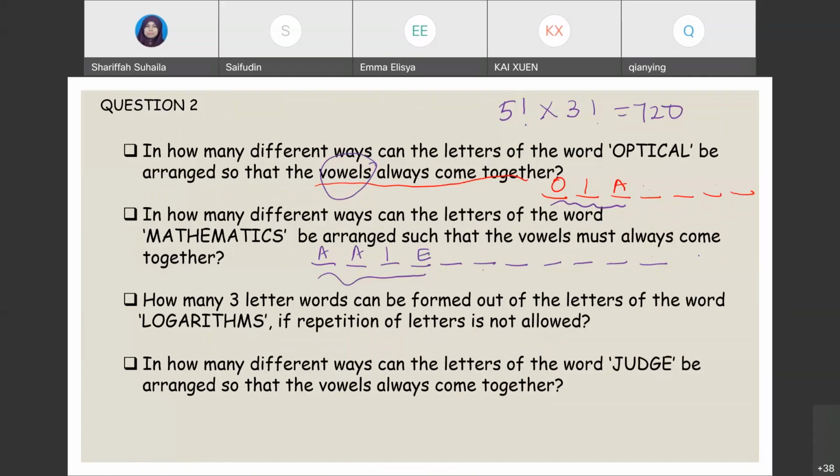So 8 factorial. But we have some repetitive letters. Here you have 2M and also 2T. So divide by 2 factorial for M and 2 factorial for T, and then multiply with 4 factorial. For the vowels A, I, E, there are different ways to arrange them, and the same terms are 2 more. So altogether you get 120960.